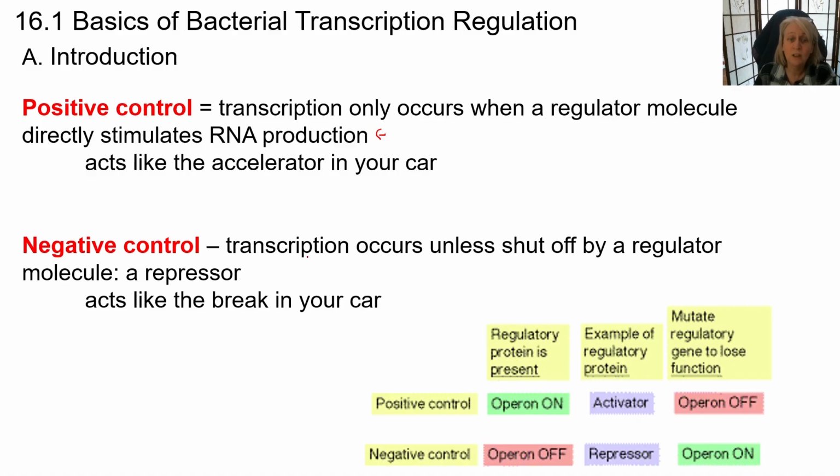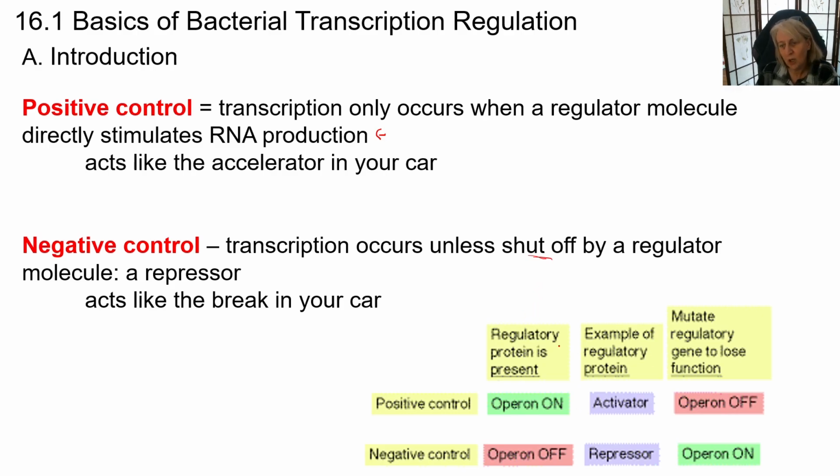Negative controls are where the transcription occurs unless something is shut off. It's like the brake in your car. If you have your foot on the brake, it doesn't matter how much you push on the accelerator, as long as your car is working, your car doesn't go forward. Having this regulator molecule, your foot on the brake, stops transcription.